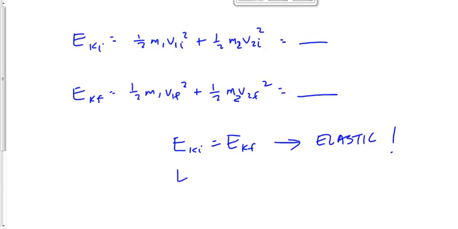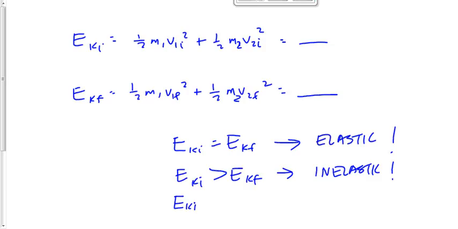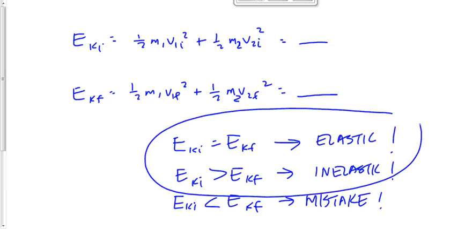If EKI is greater than EKF, in other words, you've lost kinetic energy, then it's inelastic. If you find that EKI is less than EKF, what do you know there? You've made a mistake. Okay, it will be one of these first two. Either EKI will be equal to EKF, it's elastic, or EKI will be greater than EKF, it's inelastic. If you find the third scenario, you've made a mistake. You're wrong.